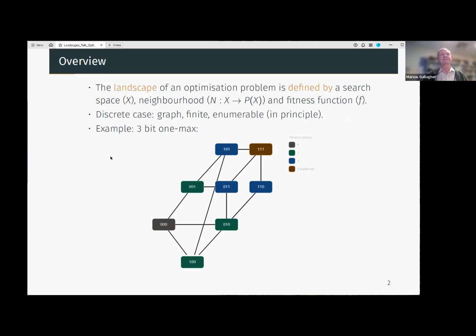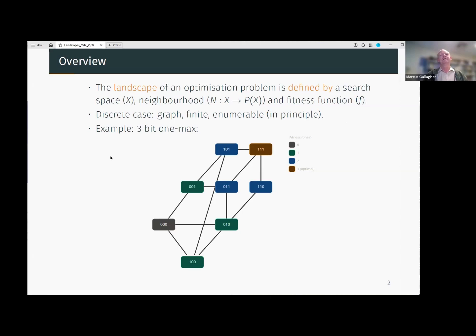So, for example, I have this 3-bit one max problem here where a candidate solution is a 3-bit bit string, and the fitness function is the number of ones in the bit string. And so the best you can do is to get a fitness of 3 where you have 3 ones. And the search space is a graph kind of like this.